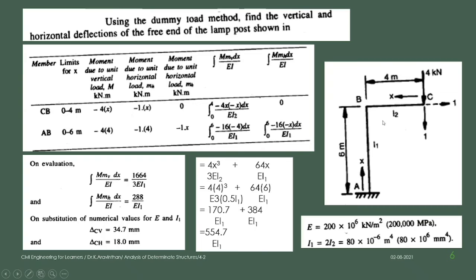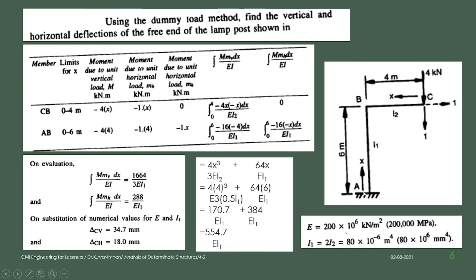in the data, and you have a fixed end on one side. You have a column and a beam, so this is a frame structure. You have I1 and I2, so these sections have two moments of inertia. Also there is a load at the free end, that is 4 kilonewton. The horizontal beam has a distance of 4 meter and the column has a distance of 6 meter.